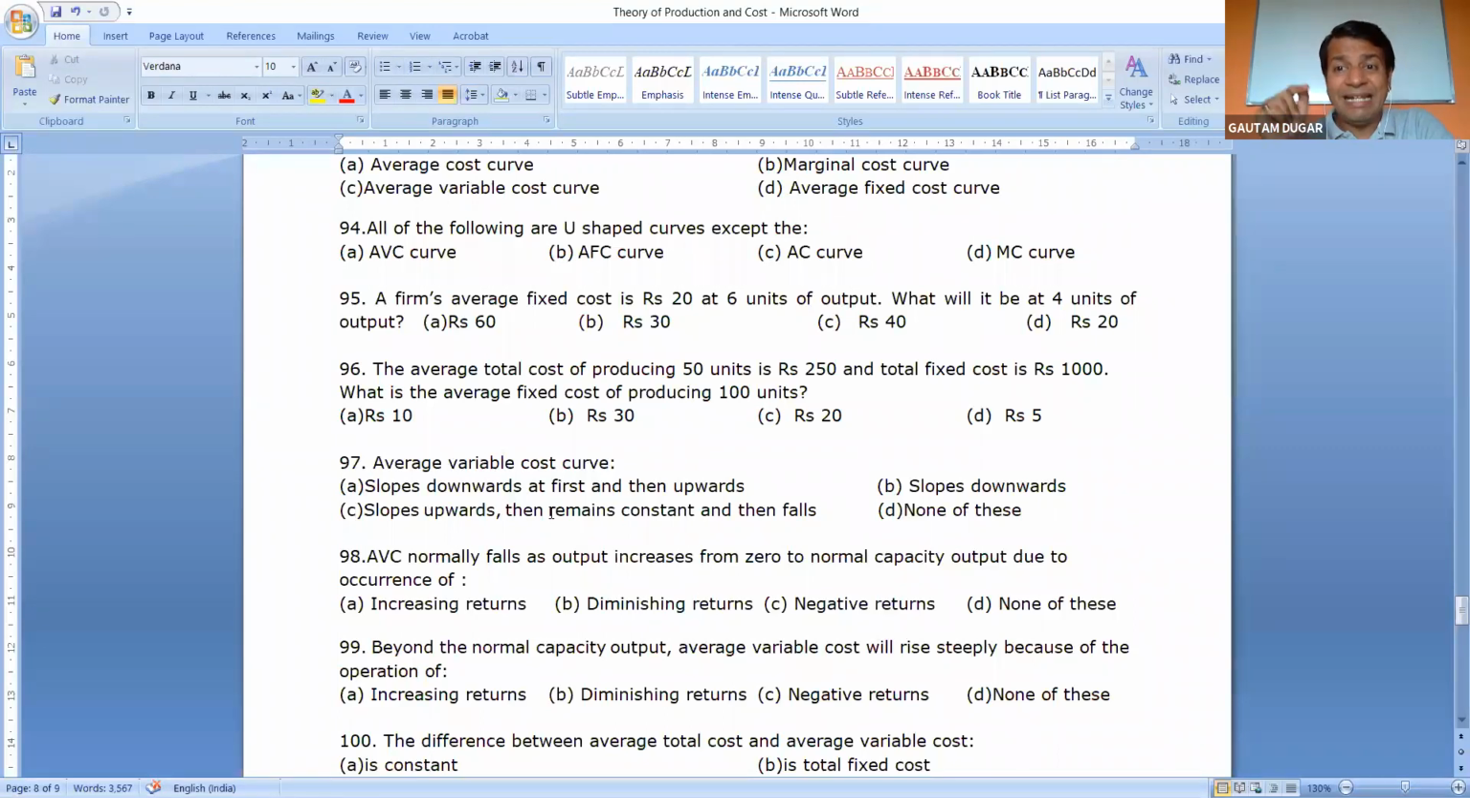What will it be at 4 units? At 4 units of output, how much will be the AFC? So 120 divided by 4, that is 30. The answer is B. That is 30 rupees. Next, coming to 96.